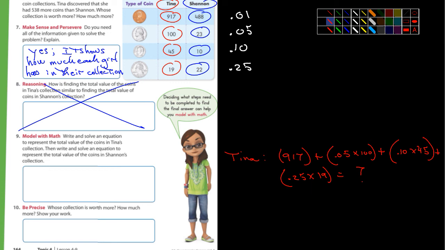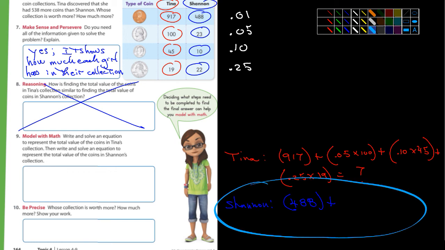So then you would do the same thing for Shannon. And so she has, I'll just start it, 488 plus, and then you guys go from there. So copy that down, that'll help you get started. And I will definitely be asking about this. I'm going to write it in a different color.